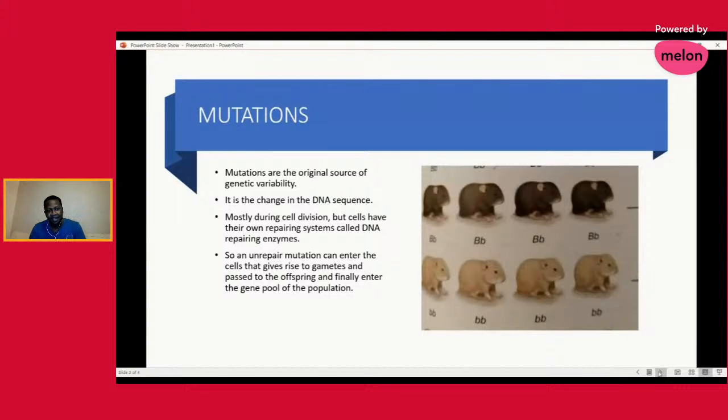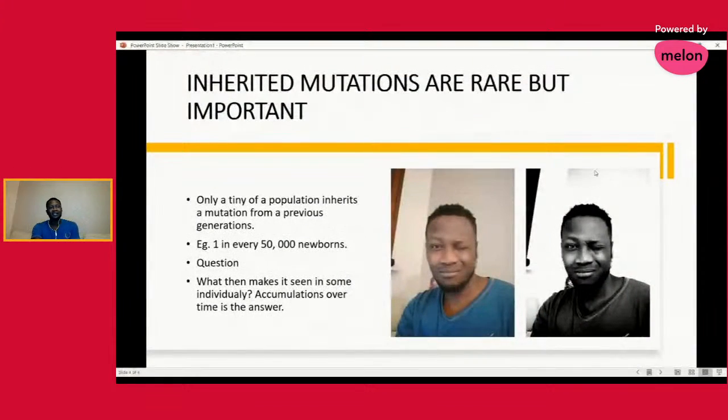That's why when you look at an individual population, you can see some members having very dark hair, some having curly hair, and all those things. These are caused as a result of the accumulation of mutation, and it causes genetic variability within the organisms. So now let's look at inherited mutations. They are very rare, but they are very important.